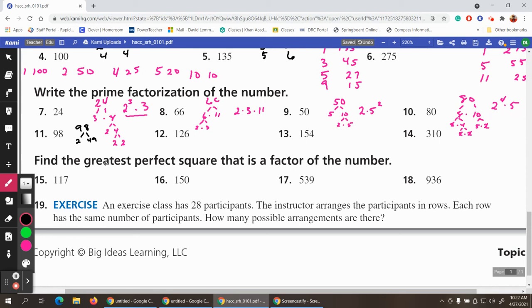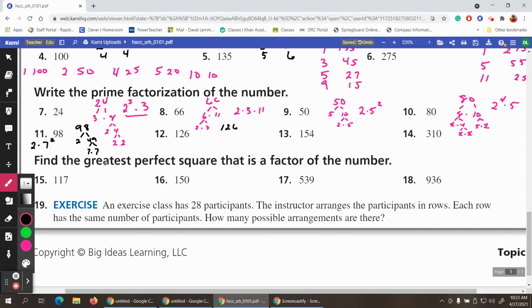Look up perfect square. But a perfect square is a number where a number multiplied by itself is 49. So that would be 7 and 7. So that would be 2 times 7 squared.